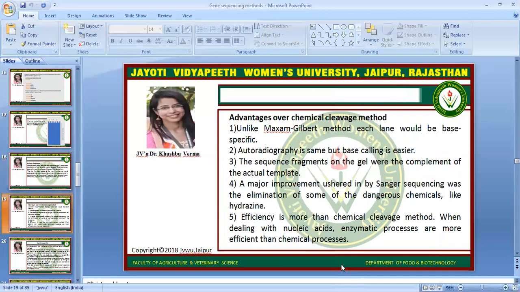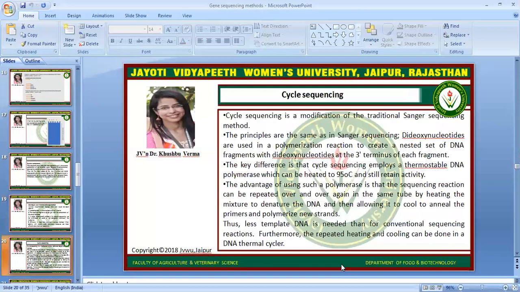What are the advantages over the chemical cleavage method? Unlike the Maxam-Gilbert method, each lane would be base specific. Autoradiography is the same, but base calling is easier. The sequence fragments on the gel were the complement of the actual template. A major improvement introduced by Sanger sequencing was the elimination of some of the dangerous chemicals like hydrazine. Efficiency is more than the chemical cleavage method. When dealing with nucleic acids, enzymatic processes are more efficient than chemical processes.